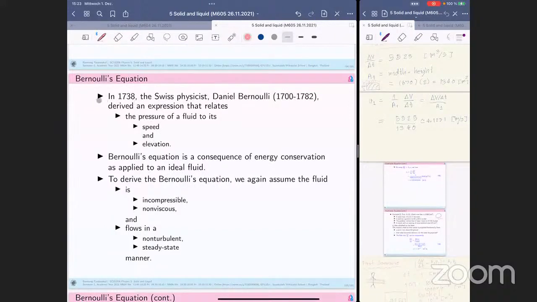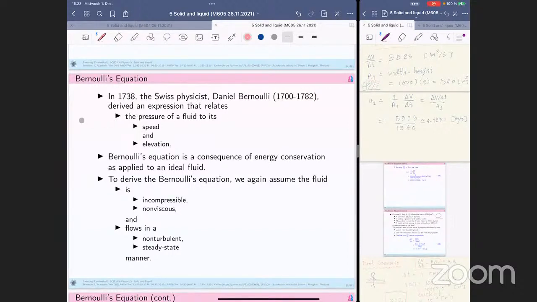One of his works was in 1738. Okay, his life is around 1700 to 1782, so he lived 82 years, right? That's his life. Once he was 38, he discovered something, and this relation is known as Bernoulli's equation.